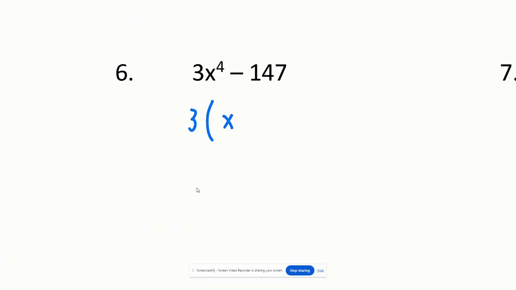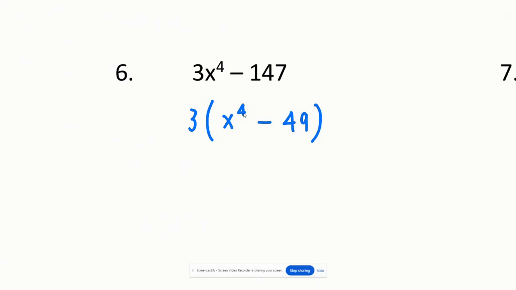That leaves me with x to the 4th. Right? 3x to the 4th divided by 3, x to the 4th. What about negative 147 divided by 3? 49. So minus 49. Now, pause. Don't just say, oh, I'm done. Look at this binomial. X to the 4th. 4 is a multiple of 2.